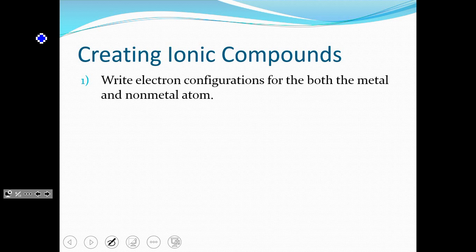The first thing we're going to want to do as we are creating these ionic compounds is we want to write an electron configuration for both the metal and the non-metal atom. And we already know how to do that, right?